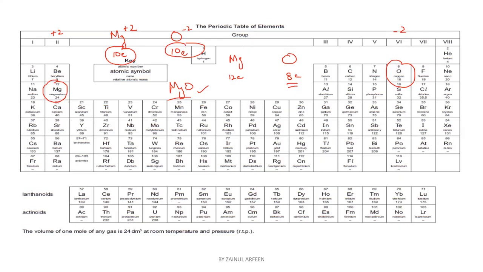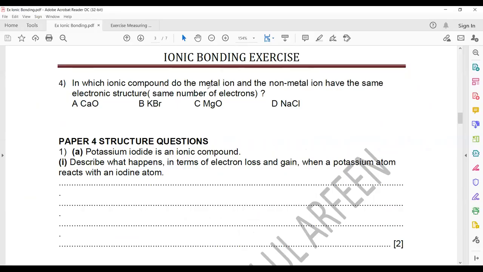As the question was, in which ionic compound do the metal ion and the non-metal ion have the same electronic structure or same number of electrons? That's why C is the right answer.